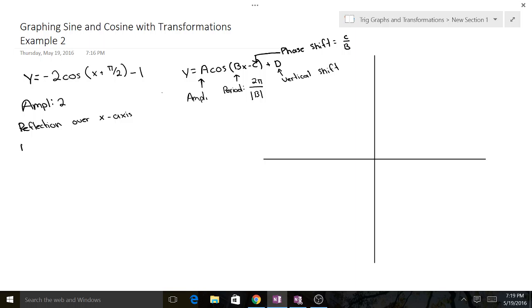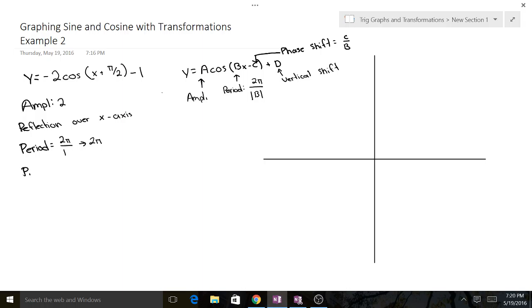And then, alright, so now we're working with b. Let's work out our period. It's going to equal 2 pi divided by the absolute value of b. Well, the absolute value of b just has a 1 in front of it, so it's just over 1, which equals 2 pi. So nothing changes with the period.